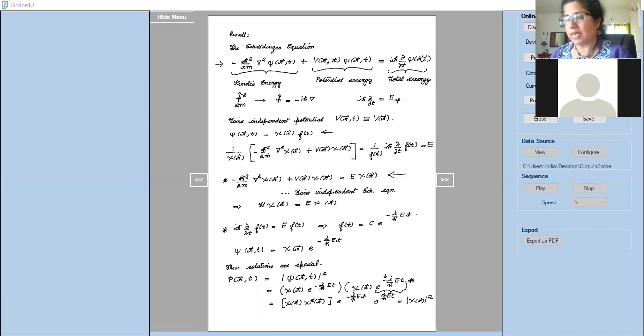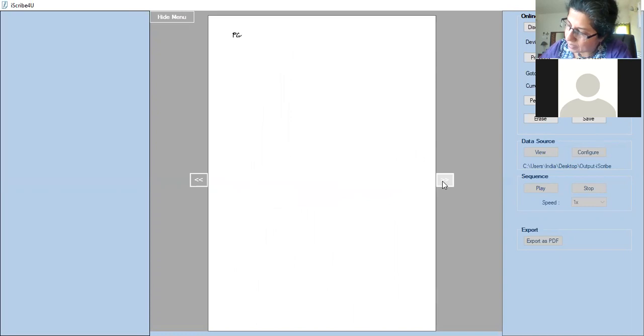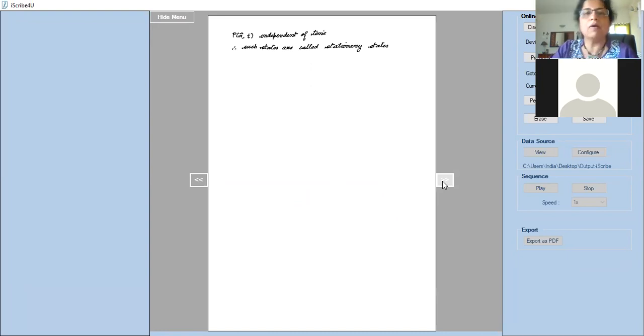Because we are very often going to be just referring to stationary states, you need to be absolutely confident about what these are. Let me just go to the next page. Obviously, what did we see? Your probability density is going to be independent of time. Therefore, such states are called stationary states. So remember this, stationary states are essentially nothing but solutions of the Schrodinger time independent equation. So you should immediately know which equation solutions they are. All right, so these are called stationary states.